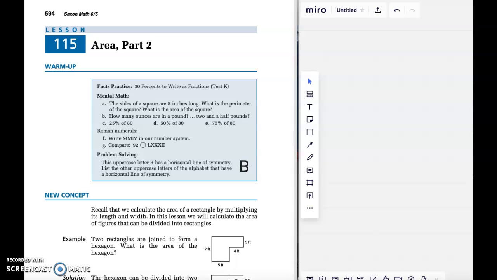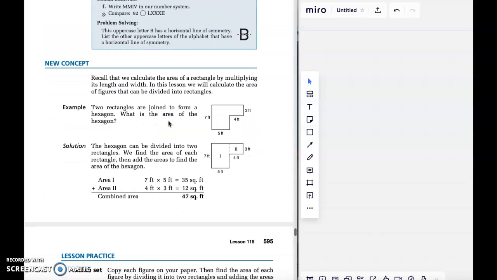All right, guys, we are down to our 5 last lessons. Today, lesson 115 is all about area. So we are going to be working with different fun shapes and just doing some algebraic thinking today. So guys, make sure you've done your facts practice, your mental math warm-up, and let's hop on to what we're going to do today.